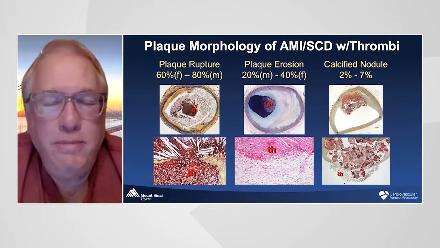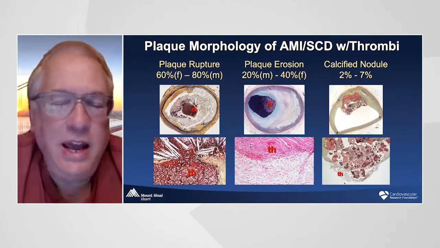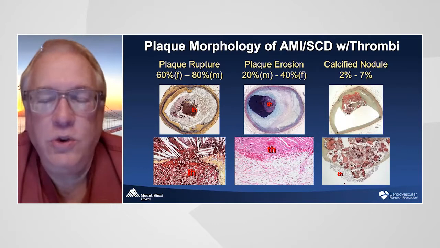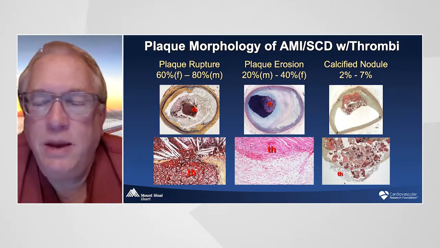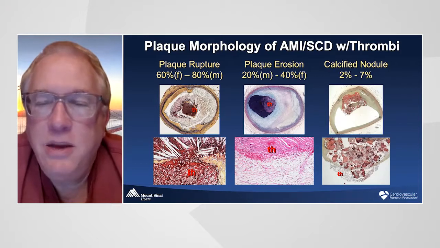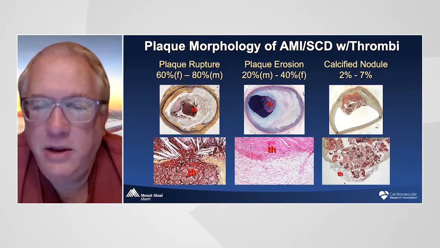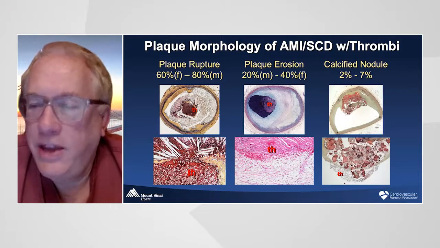Plaque rupture with thrombosis is probably only 60 to 80% of all causes of acute coronary syndromes and myocardial infarction. In a very important subset of probably 20 to 30%, plaque erosions without frank rupture cause thrombotic occlusions, and rarely calcific nodules.